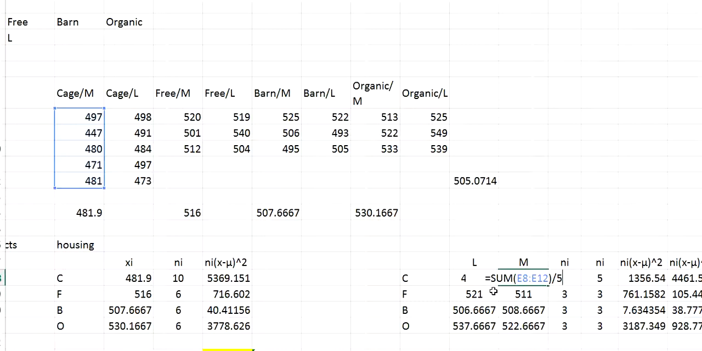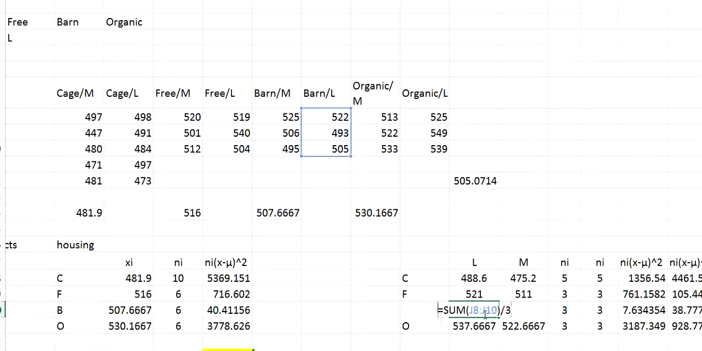You can see that I did not use the average formula, but I used the sum divided by 5, which is basically the same. And so on. For this one is B and the large, and the next one is B and the burn and the medium.